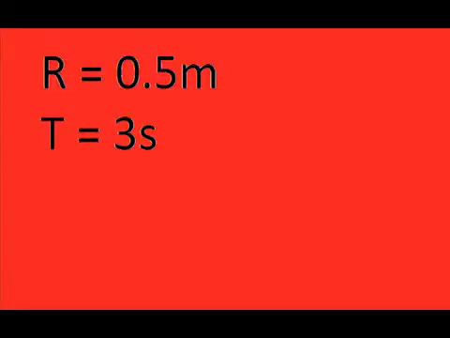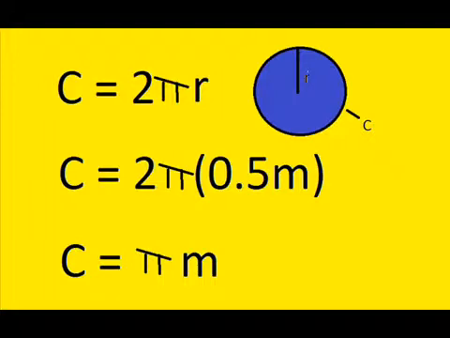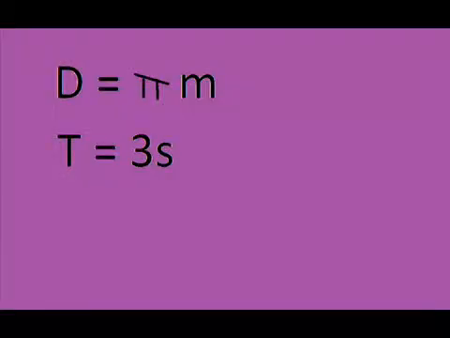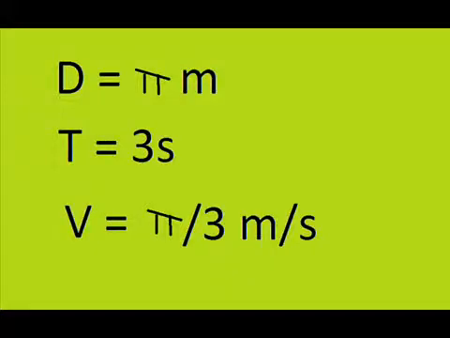Now, given these two pieces of information, we can calculate how far the apple travels in one orbit. This turns out to be about pi meters. We can also calculate how fast the apple travels about its orbit. And since it travels pi meters in 3 seconds, we can say that its velocity is pi over 3 meters per second. The velocity is going to become important later on, and we'll find out why in just a second.